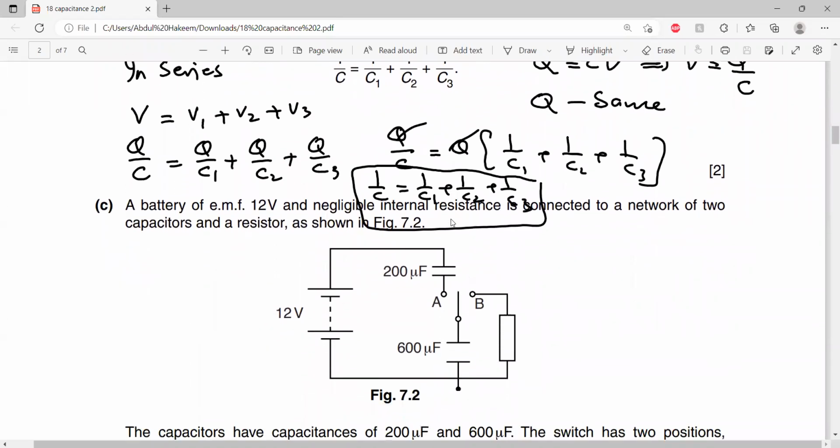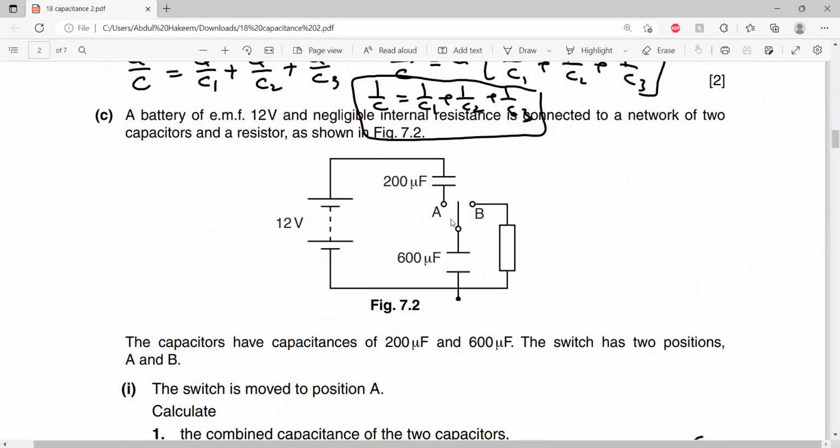Now the next part: a battery of EMF 12 volt and negligible internal resistance is connected to a network of capacitors and resistors as shown.